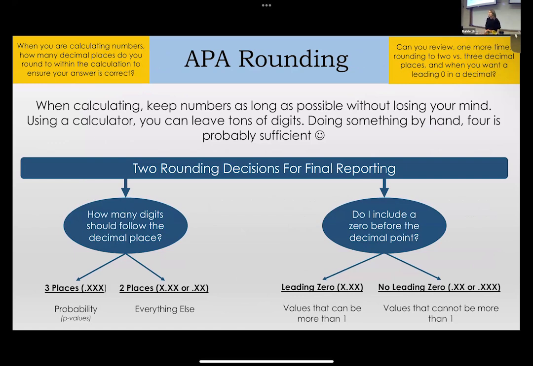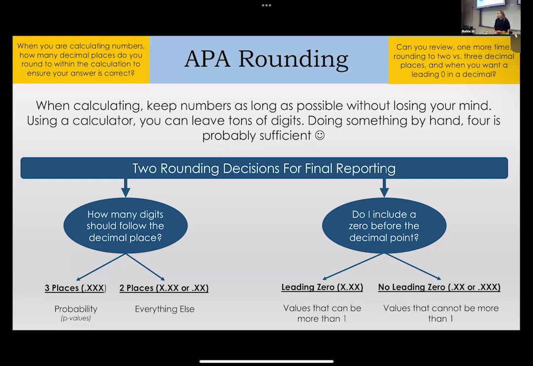So the first thing is, when calculating, someone asked how many digits do I need to leave when I'm doing the math on my calculator? And I don't know, as many as you feel the brain can handle, right? So when you're calculating, keep them as long as possible without losing your mind. That's my guidance. If you're doing it by hand, I wouldn't want to do more than 4 on paper. If you're doing it on a calculator, you probably can do all 8, right? Because you can keep whatever values in your calculator.